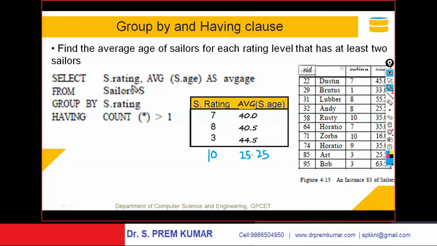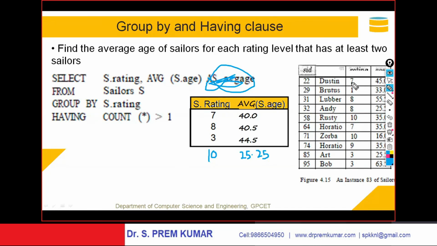Here what we are doing: select rating, average of age. For the time being, forget about this portion. From sailors group by rating. Similar ratings will be grouped, having count of that group greater than 1. If the group contains only 1 row, that row is omitted.